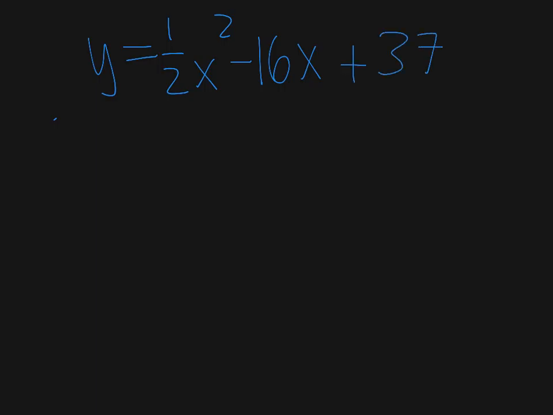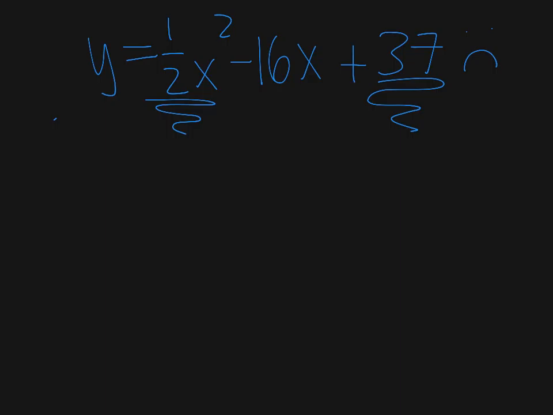The example problem we're going to use today is y equals 1/2 x squared minus 16x plus 37. Right off the bat, this equation does not look factorable. You have the 1/2 there, and you have the 37 there. No one really likes that. So we have to complete the square, which is the next best thing, and it's going to get us into vertex form, which gives us information about the parabola.